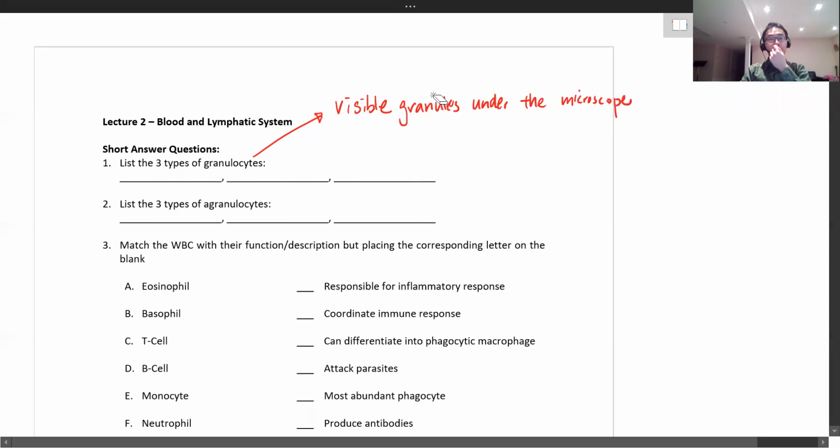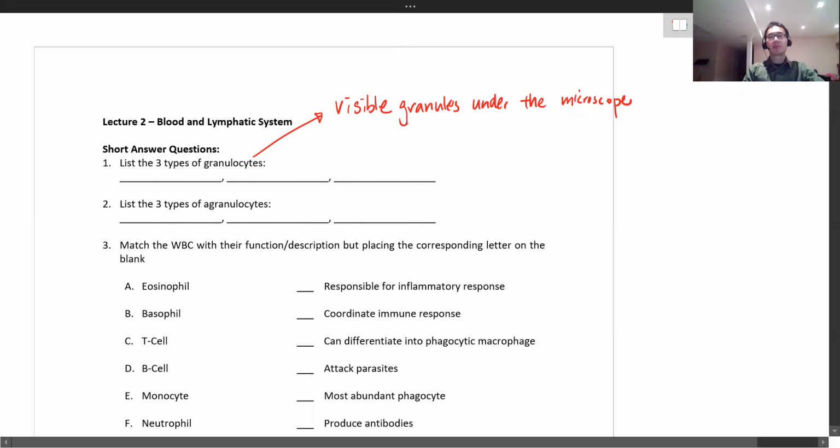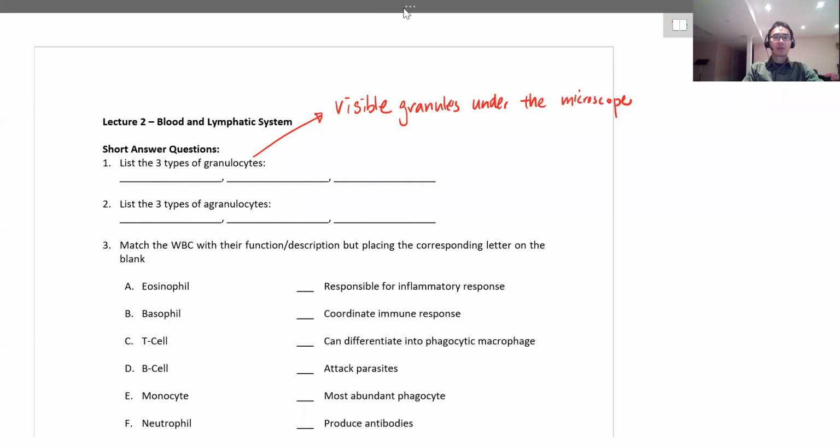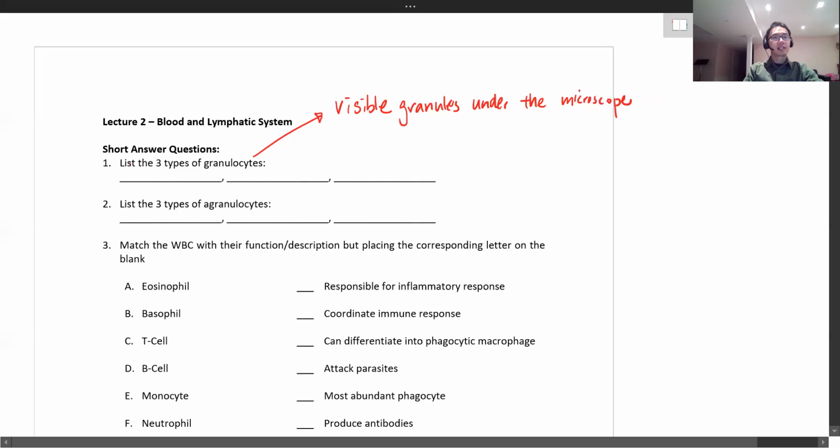Okay, so what are granules? You can think of granules as kind of like those lysosomes that you learned last semester, that they contain chemicals, they contain special enzymes that would help them break down things the cell engulfs. And you can see them clearly under the microscope for granulocytes. Okay, so there are 3 types of granulocytes that we talked about in the lecture. Does anybody remember what they are? What are some examples of granulocytes?